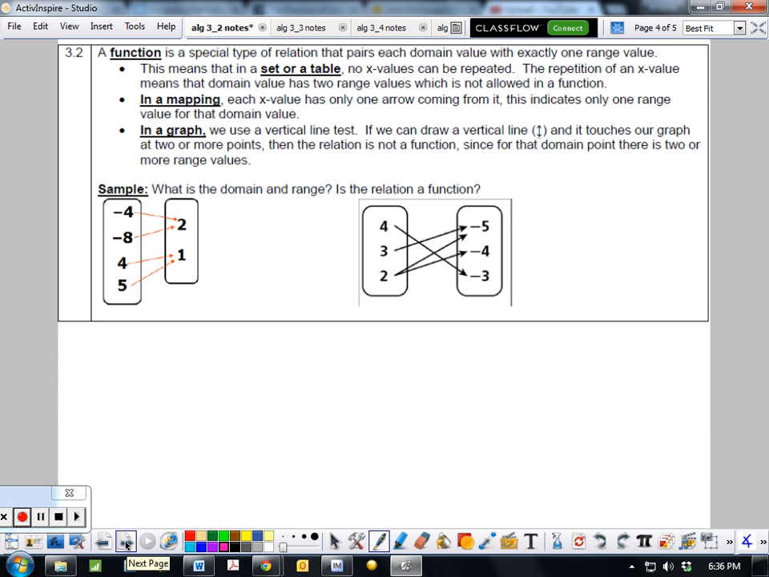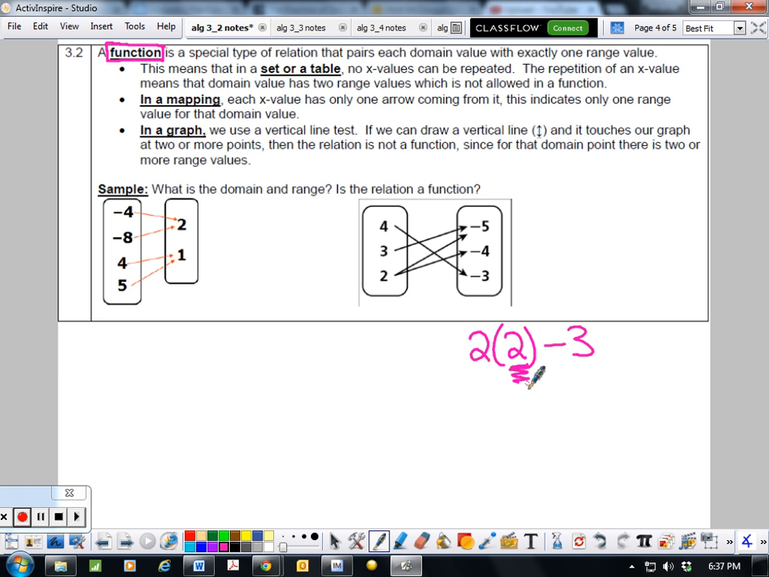Okay, so now that we've talked about relations and different ways to look at relations, we have a special type of relation, and that's called a function. In a function, every x value can only have one y value. That means when I plug a number into an equation like this, so I'm plugging in 2 right here, I'm only going to get one answer. I'm not going to get 2 answers. I'm not going to get 3 answers. I only get one answer every time. Never more than one answer.